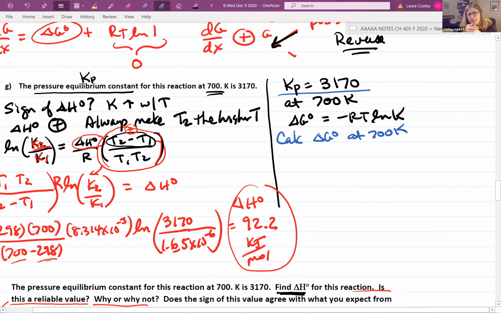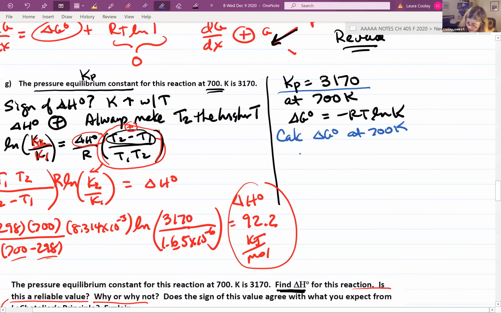And it's going to be a lot different from the delta G at 298. Well, we know that because the K is hugely different, and delta G0 is minus RT log of K. So these delta G0s are not constant with temperature. They're just not. And that makes it more interesting, right?